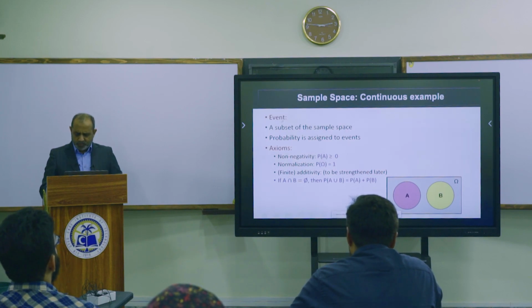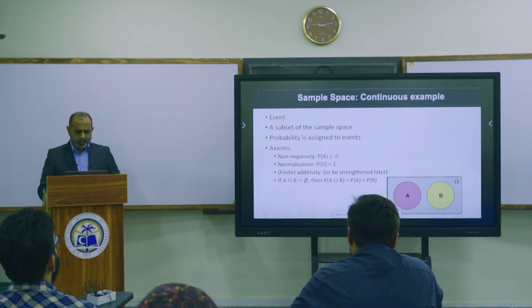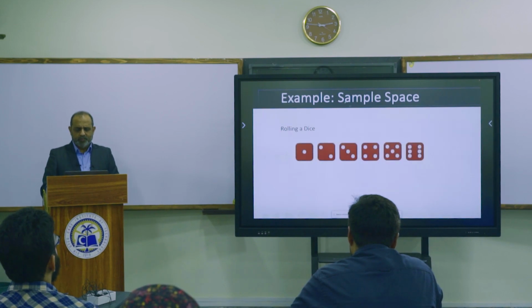So in probability, we say there is a sample space. A sample space is all possible outcomes. This is very important. Once you are studying a model, you should know what are all the possible outcomes. So throwing a dice, these are the only six possible outcomes which could be there, no seventh one, because it's a six-faced die, so you can only get 1 to 6.